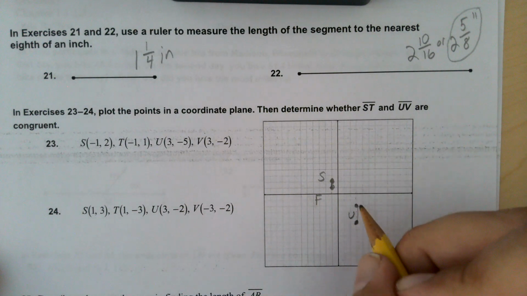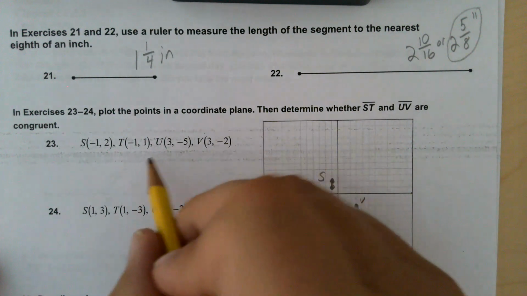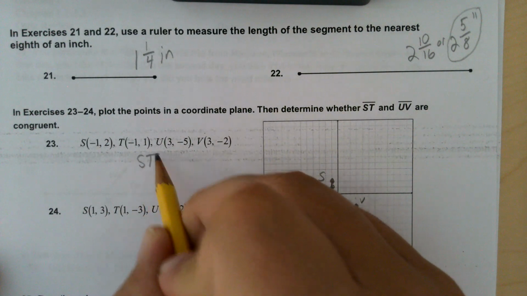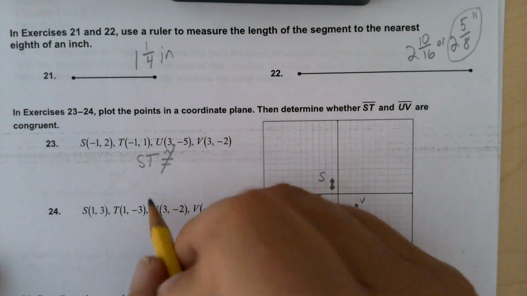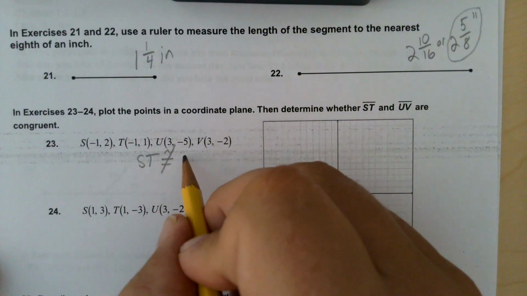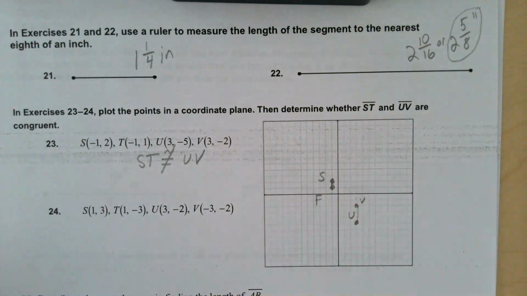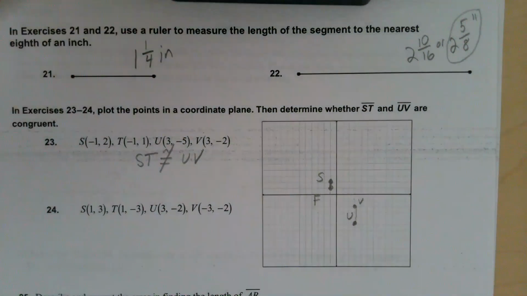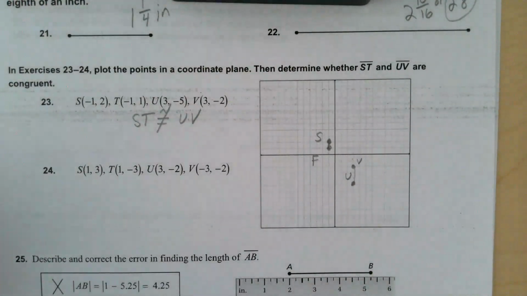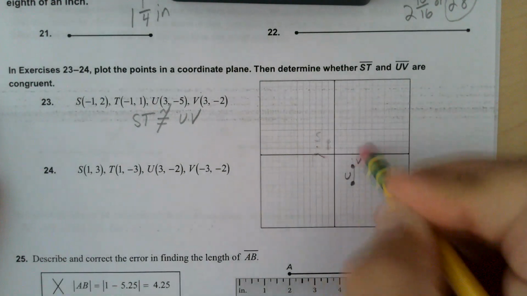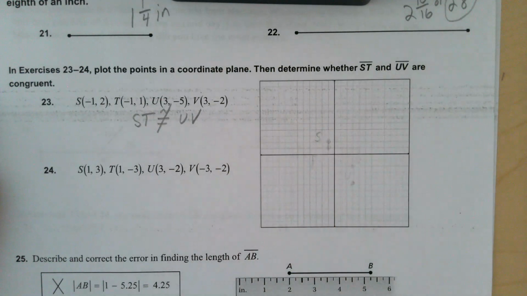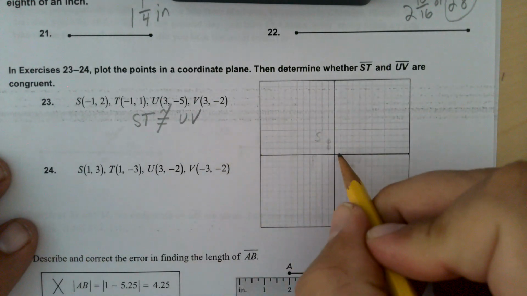So in this case, we can say ST is not congruent to UV, so I'm going to put a line through that. They're not congruent. They're not the same measurements. Okay. So then let's see the next set of points. What I'm going to do is erase this so it doesn't confuse you, and I'm going to replot these points.